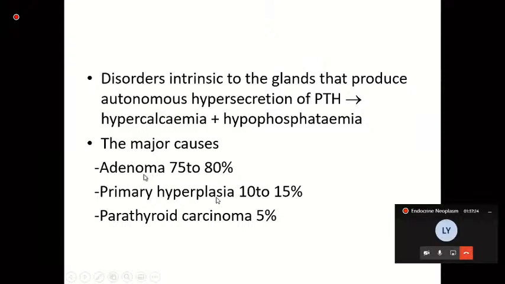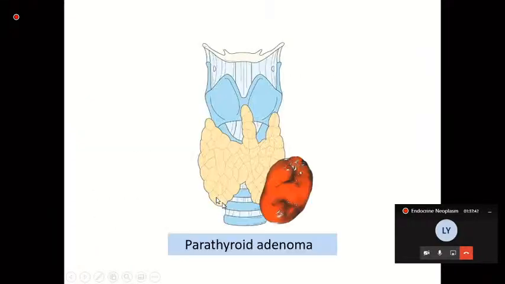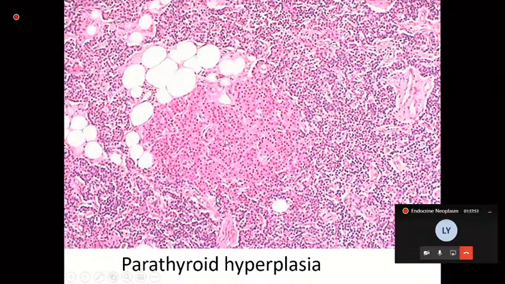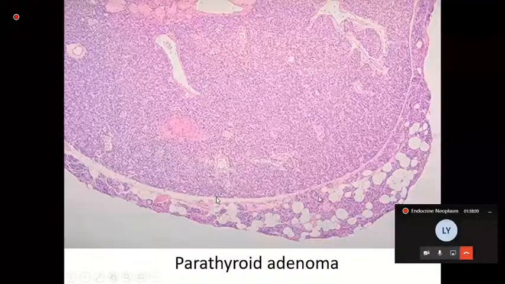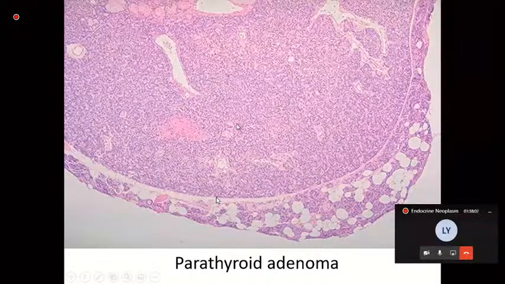How do we differentiate between adenoma and hyperplasia? Adenoma is usually a single nodule, and also parathyroid carcinoma, a single nodule. Primary hyperplasia, usually the four glands are hyperplastic. Since you see this is the parathyroid adenoma, if it were hyperplasia, we would see the four glands hyperplastic, with hyperplasia of most of the cells. Adenoma, usually we can see there is a capsule and small cells compressing the normal tissue.